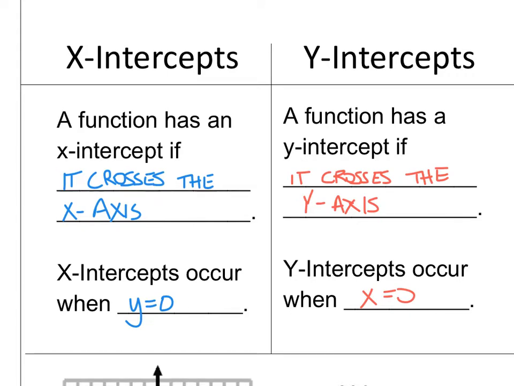Today we're going to learn a lot of different features of how to describe graphs. So we're going to start with a concept that you've seen before called intercepts. First we're going to look at x-intercepts. A function has an x-intercept if it crosses the x-axis, and this happens numerically when y equals 0. Your y-intercept happens if your graph or your function crosses the y-axis, and this occurs when x equals 0.